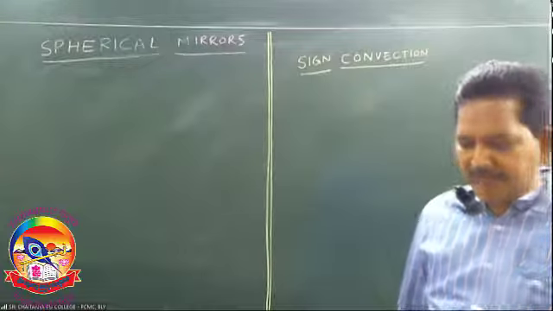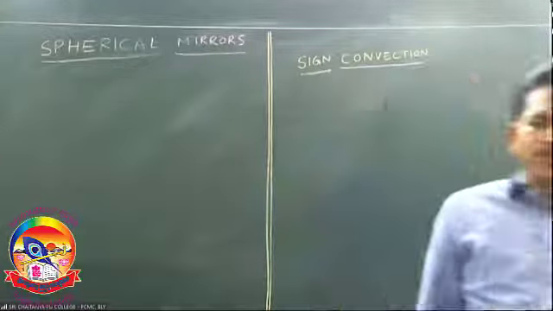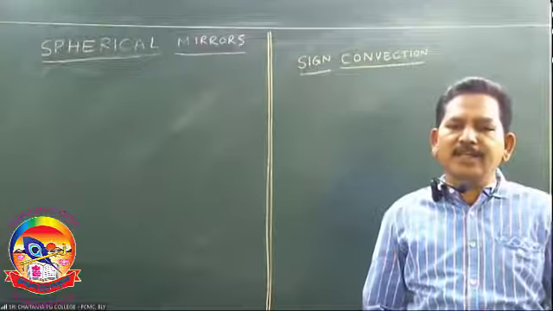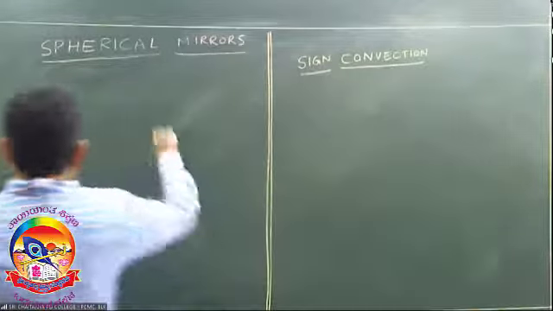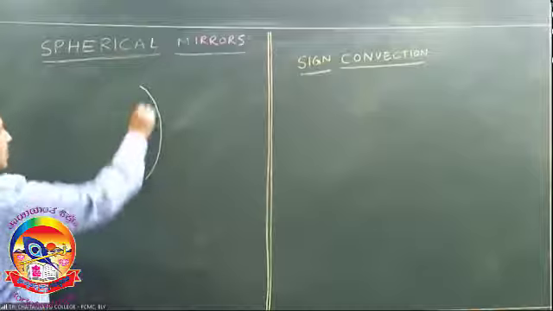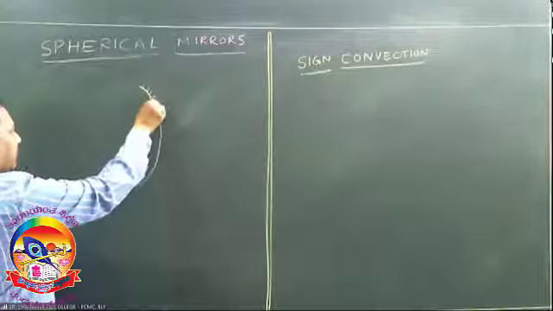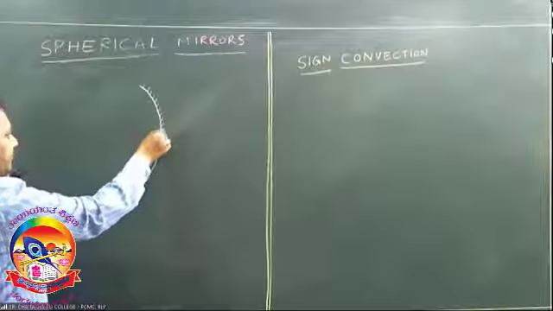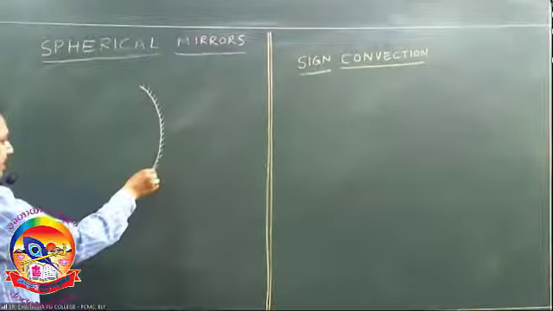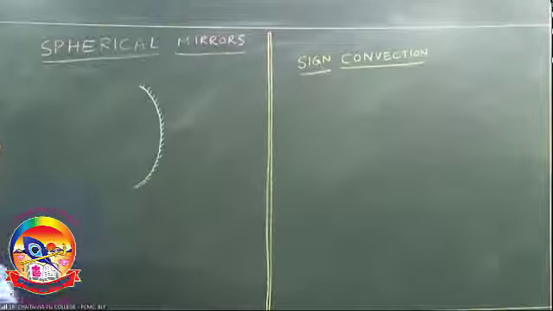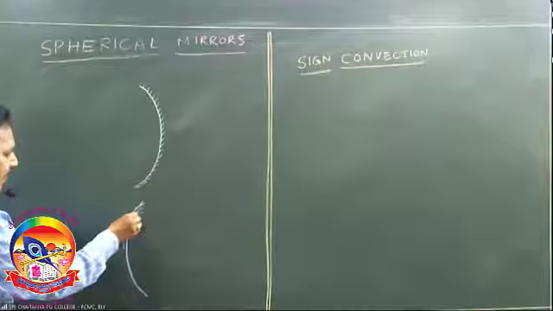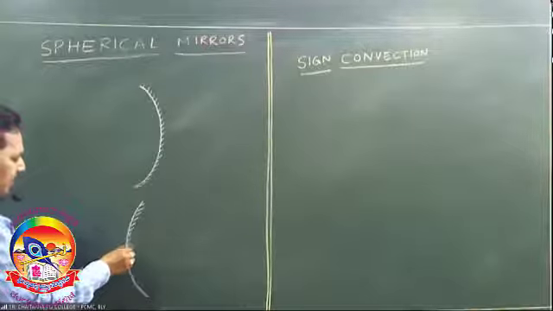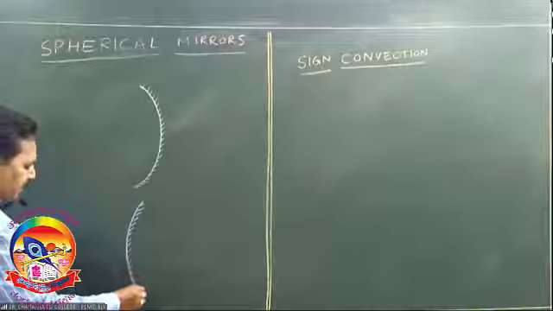Continuing from the previous class, we know spherical mirrors are of two types, concave mirror and convex mirror. When we consider the concave mirror, the outer side of the surface is polished, whereas the inner side is the reflecting surface. This is concave. If we consider convex, the inner surface of the mirror is polished, and the outer surface is the reflecting surface.